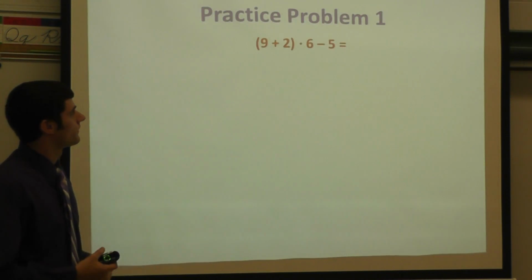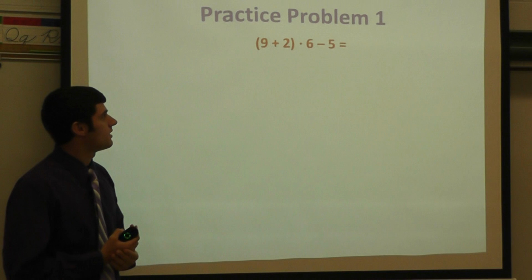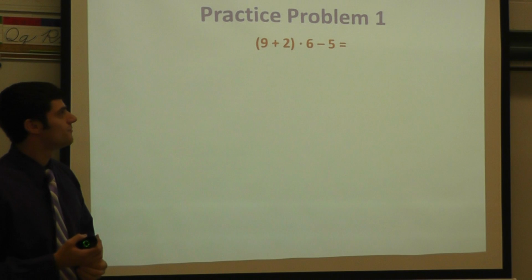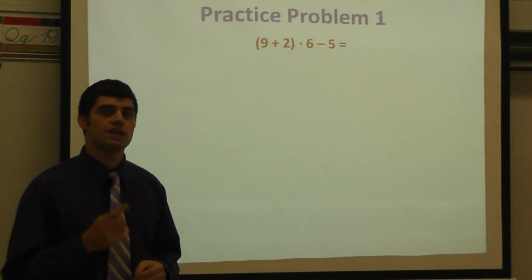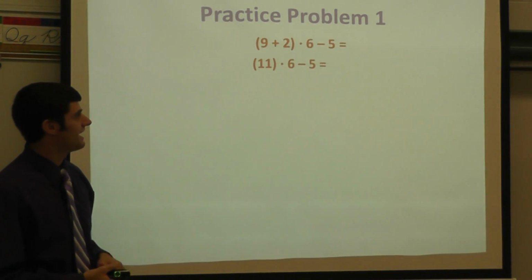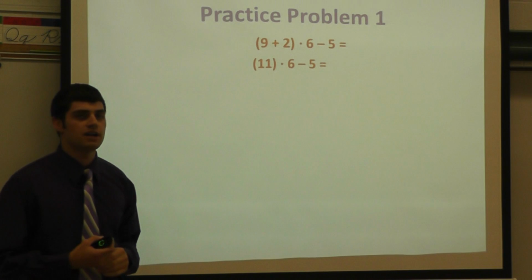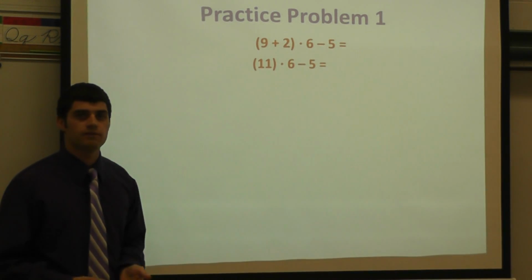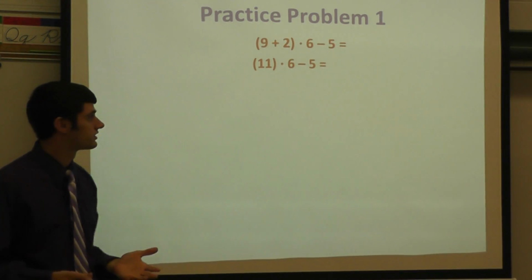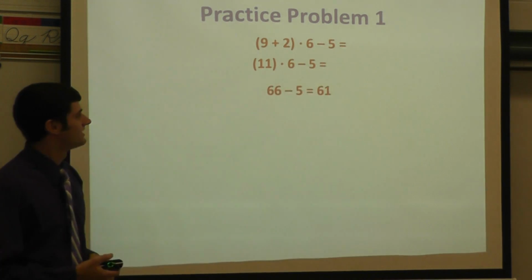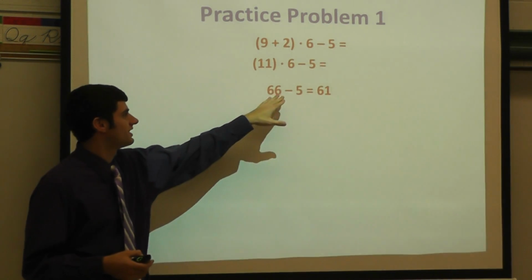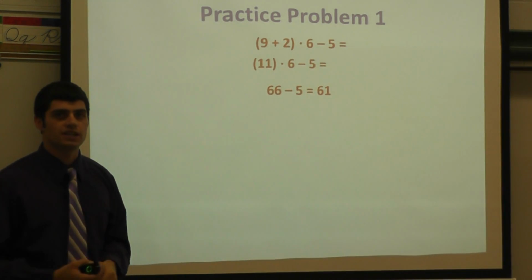Let's take a look at our first practice problem. If my problem states, or expression states, the quantity 9 plus 2 multiplied by 6 minus 5 equals. The very first step is parentheses. So I would have to add my 9 plus 2, which becomes 11. Then I analyze my problem further. What operations do I have left? I have a multiplication and I have a subtraction. I know that multiplication comes first. So I would do 11 times 6 to get 66. The only operation left is subtraction. 66 minus the 5 would equal 61.